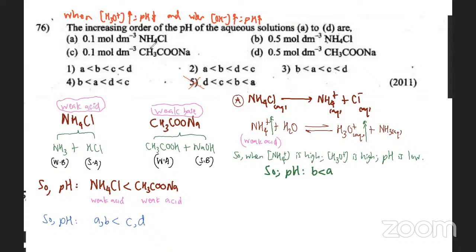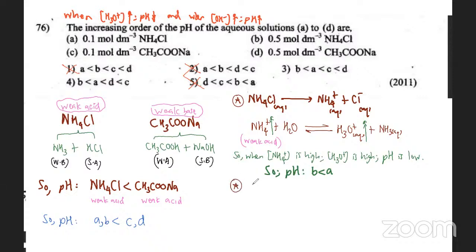If ammonium concentration is high, that means this will release more H3O plus. Concentration of H3O plus will be high. If concentration of H3O plus is high, pH is less. So B less than A, how many answers can be cancelled off? Answers with A last can be cancelled off. So we have to choose between 3 and 4. Then we'll go back to this one.